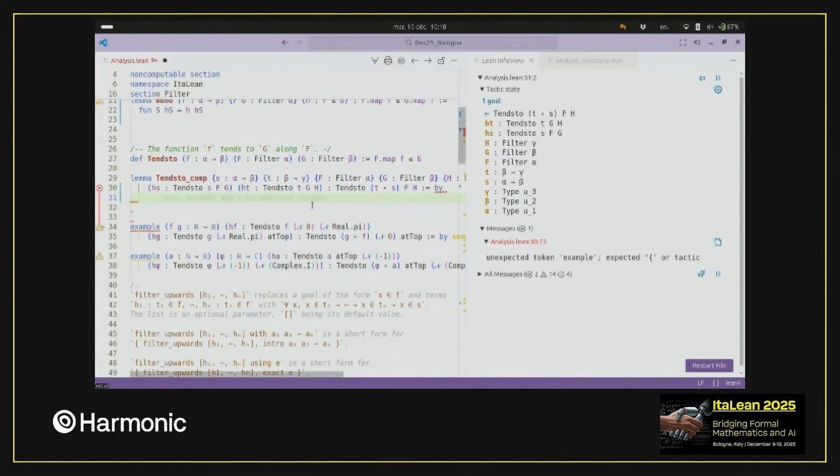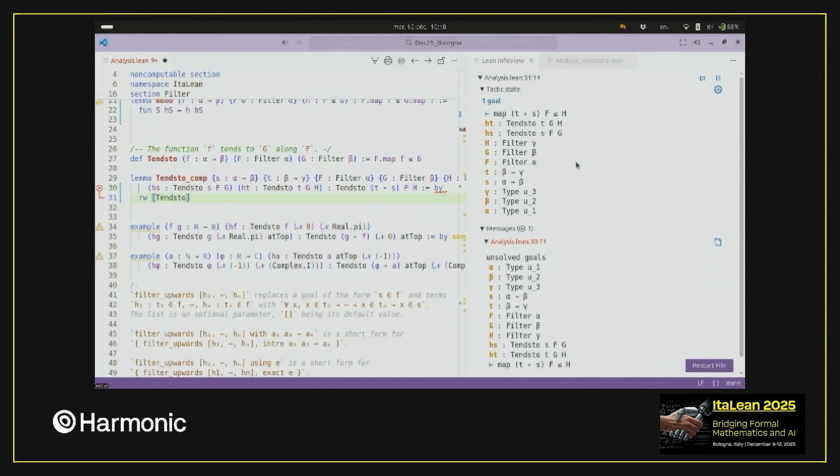Okay, so how do you prove this? Well, first of all, as before, we have probably forgotten what the definition of tends to is. And tends to was really this inequality. So we want to prove that this function T composed with S converges to H along F, and the definition is just an inequality. So let me turn it into an inequality.